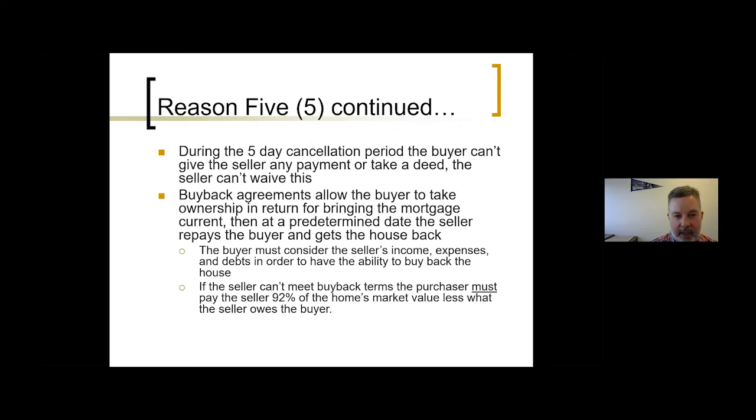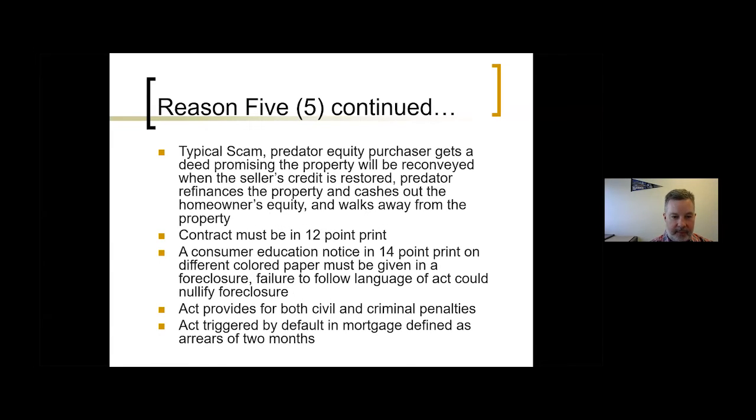and that's equity theft at its core. And what that Act has is a 5-day cancellation period. So if the buyer is buying the property and there's contract language, reconveyance language on the contract, then the Act would apply, and you have a 5-day cancellation period. You could have a buyback agreement in return for bringing the mortgage current. And this was just a big mess for title companies. How do we get you out of the Act?